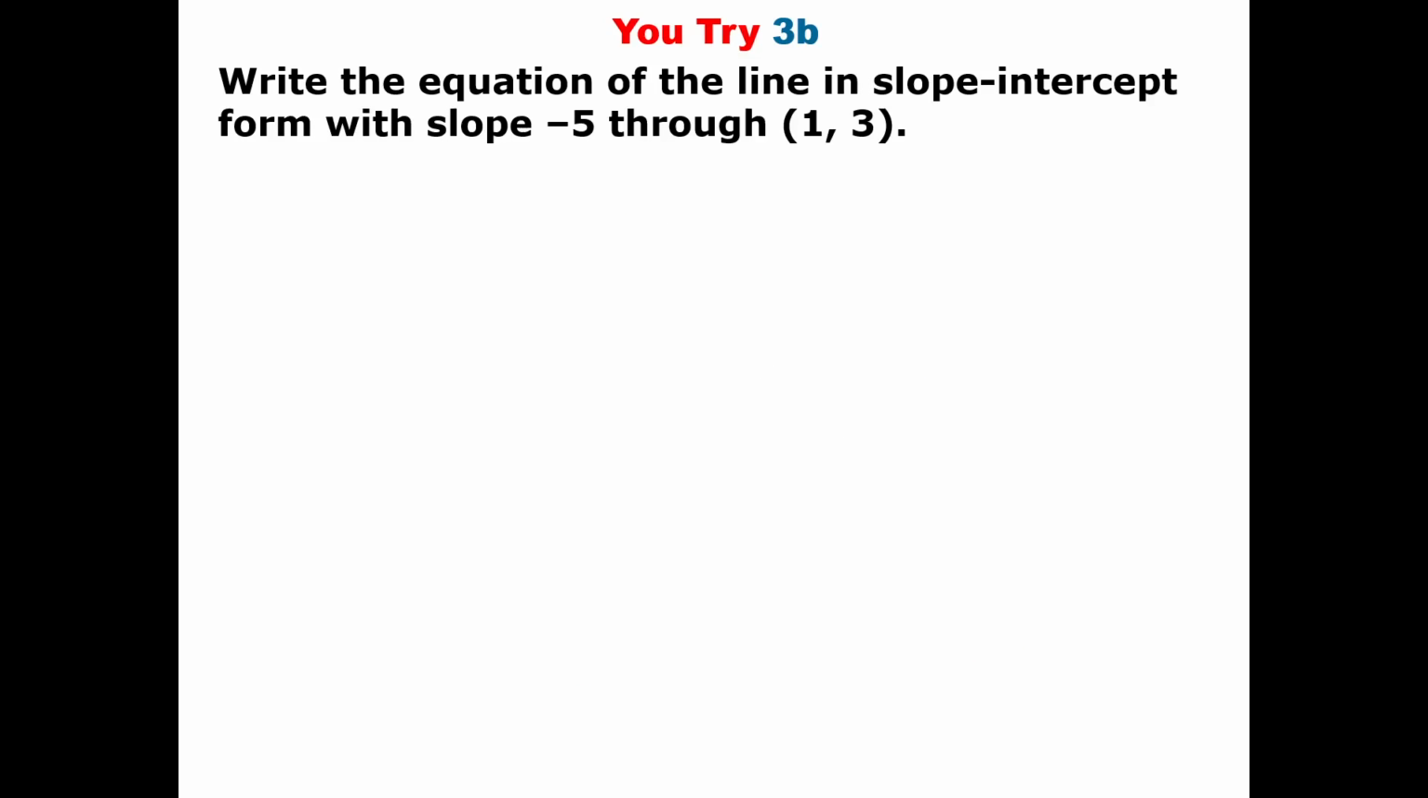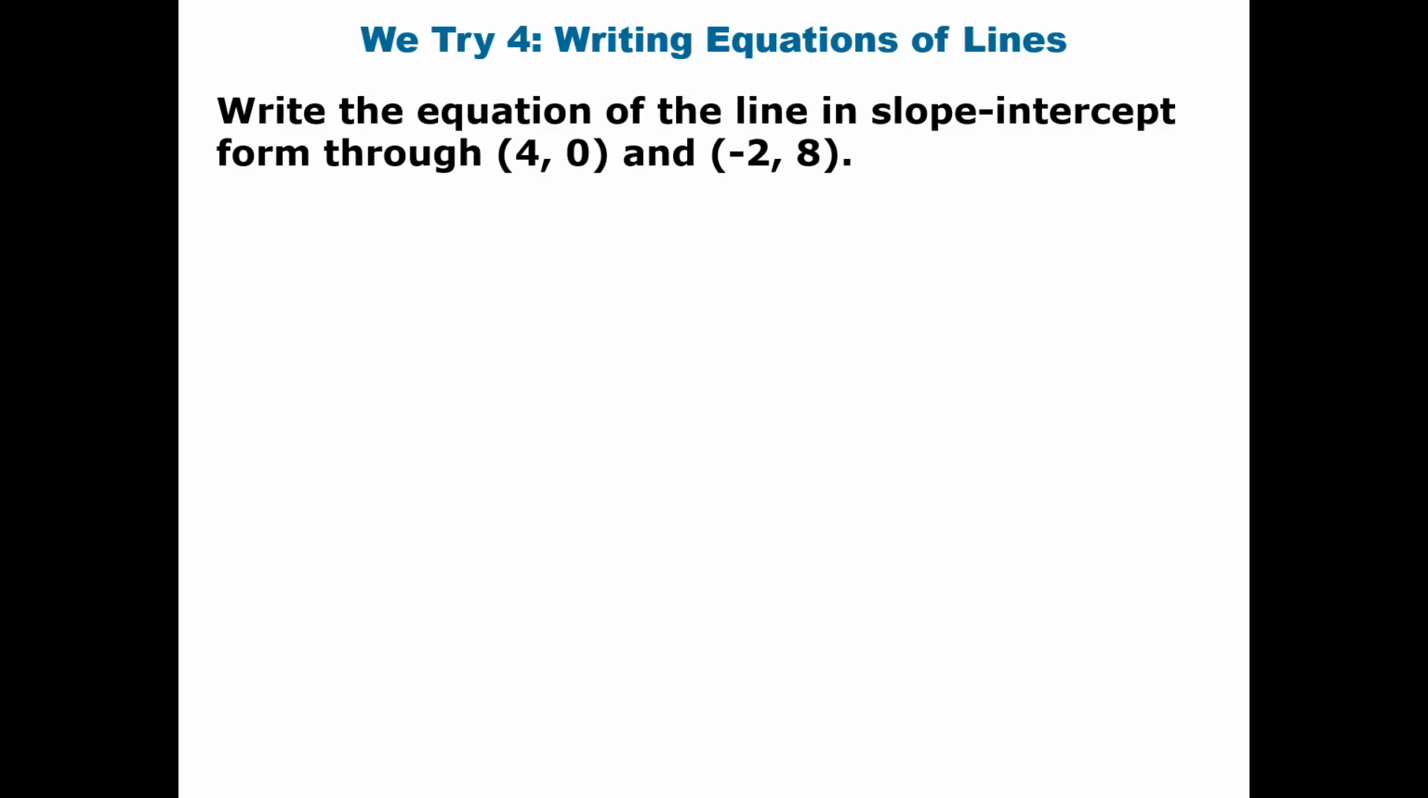We're going to skip this one. Let's go ahead and try this one out. Write the equation of the line in slope-intercept form that goes through (4, 0) and (-2, 8). So the first thing I'm going to do is find my slope. So I'll do 8 minus 0 over negative 2 minus 4. That'll give me 8 over negative 6, which I can reduce down to negative 4/3.